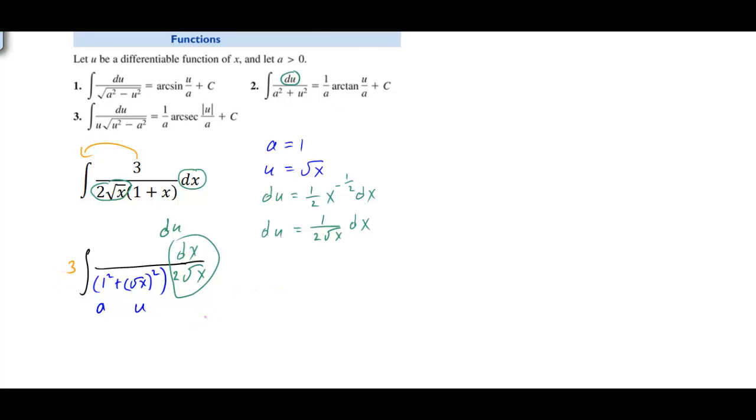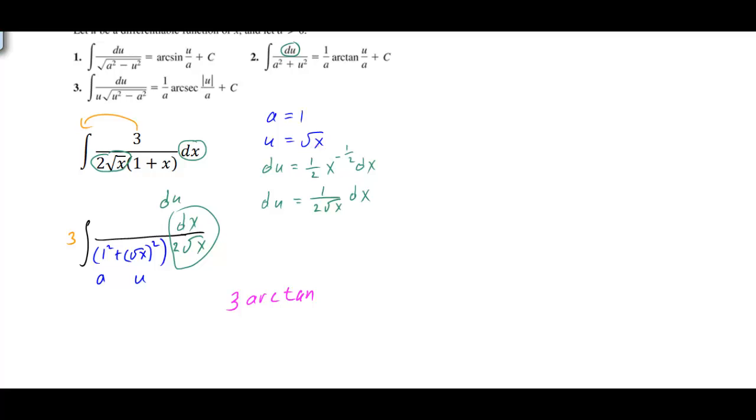Don't forget to bring down the 3. So if we bring down our 3, and then we have 1 over a. Well, 1 over a is 1 over 1, so that's just 3 arctangent of u over a, and our u is the square root of x over 1, so that's just simply the square root of x plus c.